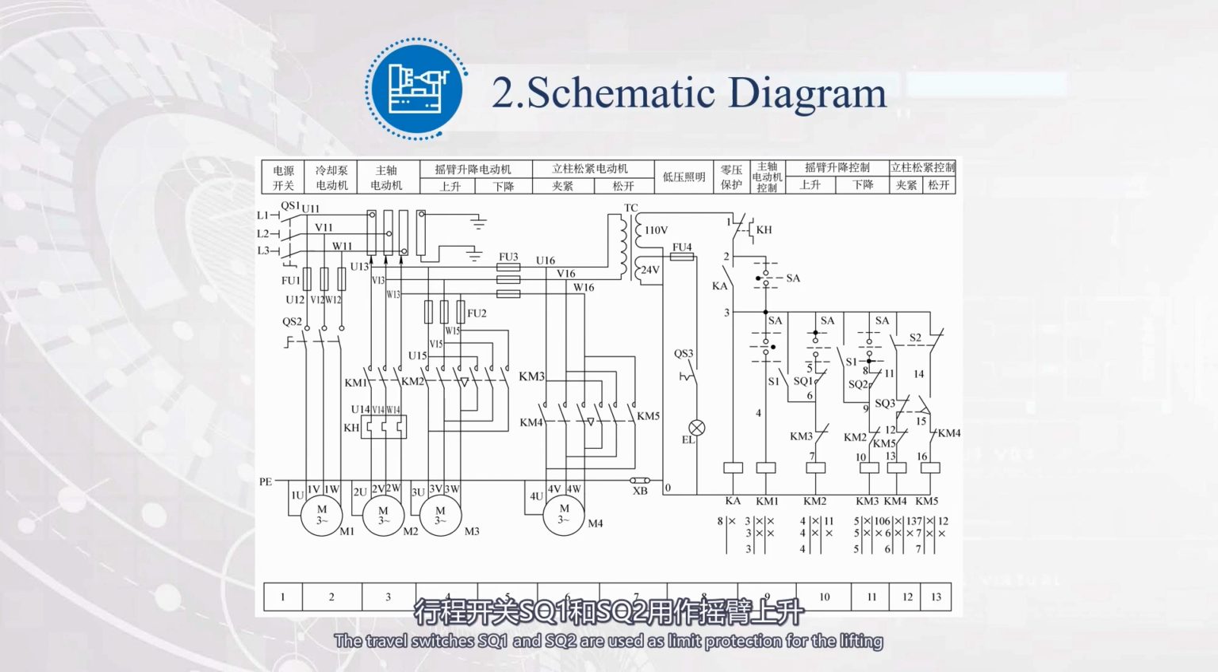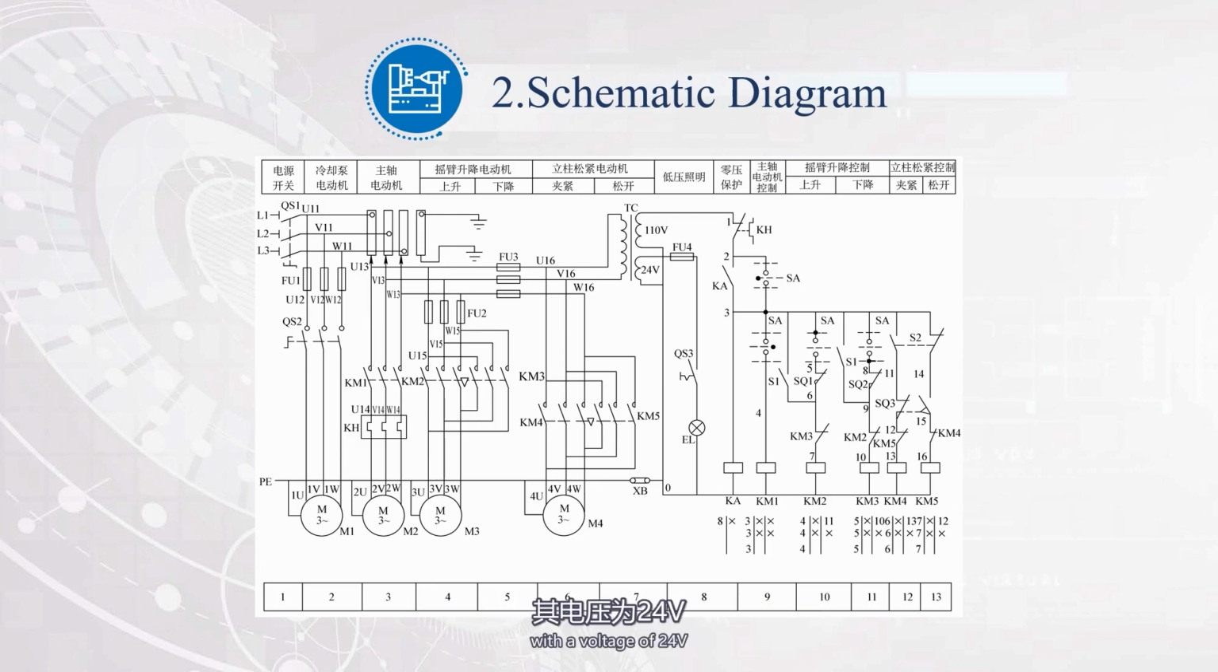The travel switches SQ1 and SQ2 are used as limit protection for the lifting and lowering actions of the rocker arm, so that their actions will not exceed the limit position, avoiding safety accidents. Next, analyze the motor M4. The lighting circuit is composed of switch QS3 and lighting lamp EL with a voltage of 24 V and a control mode of direct start.